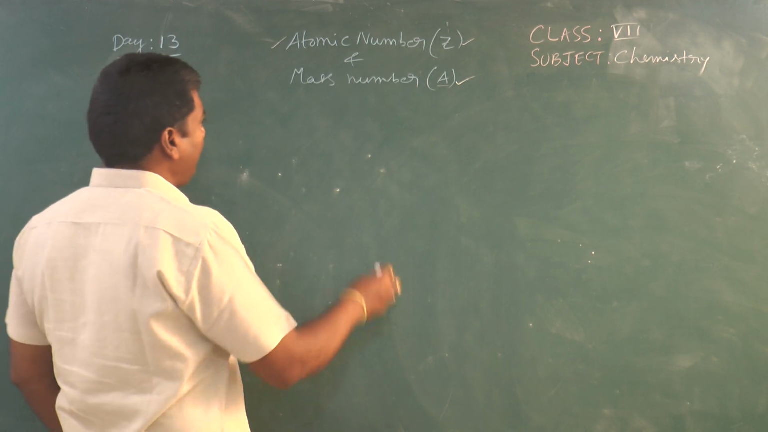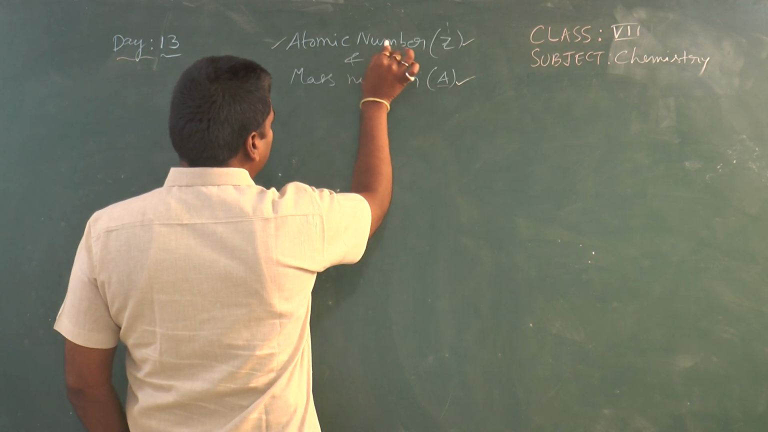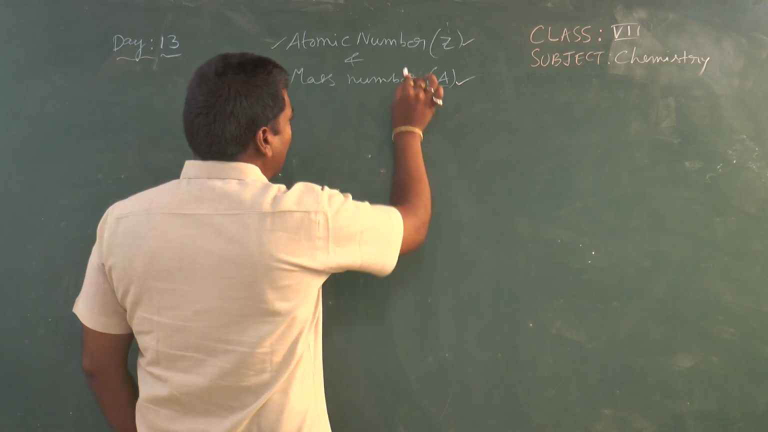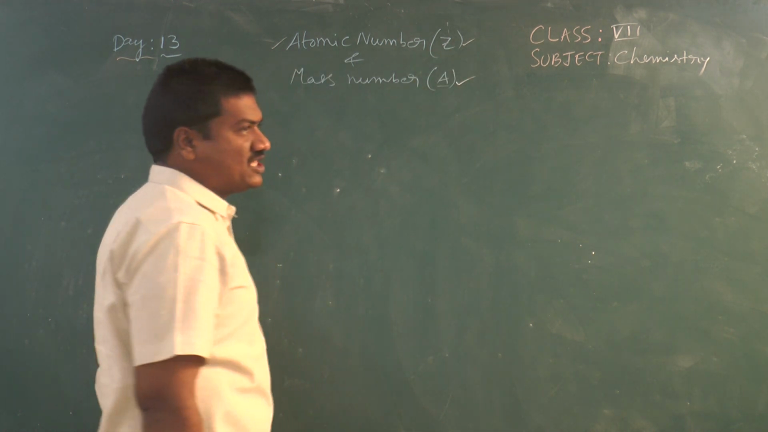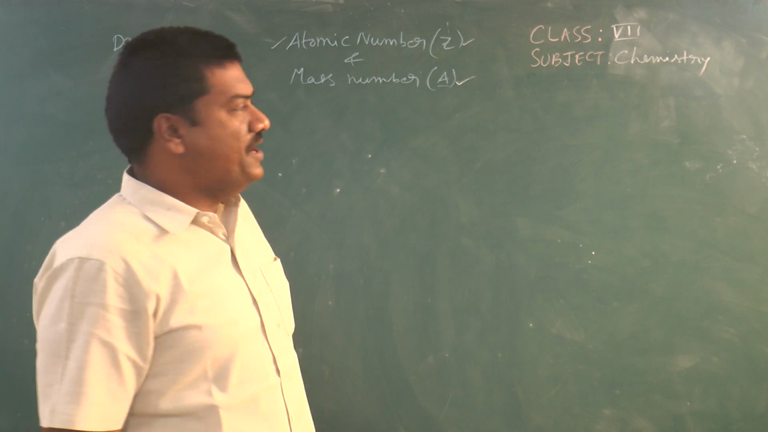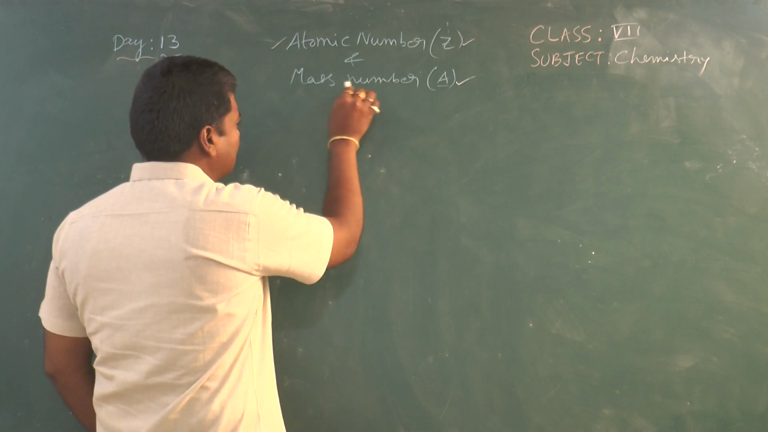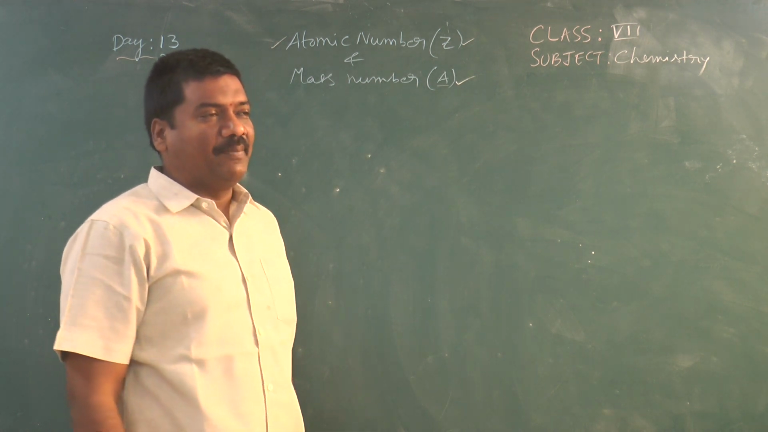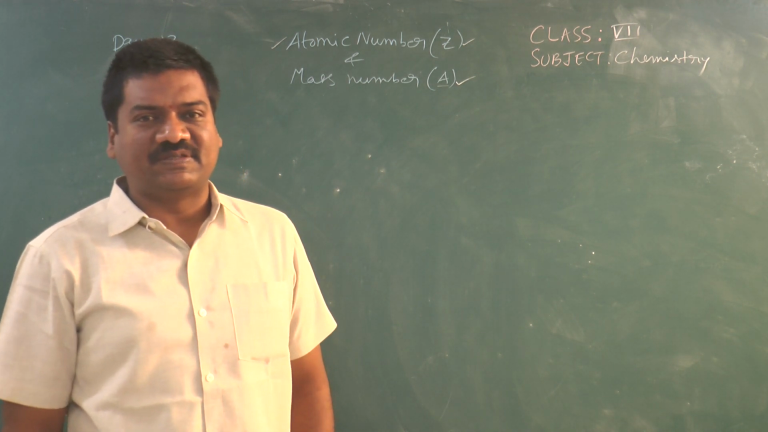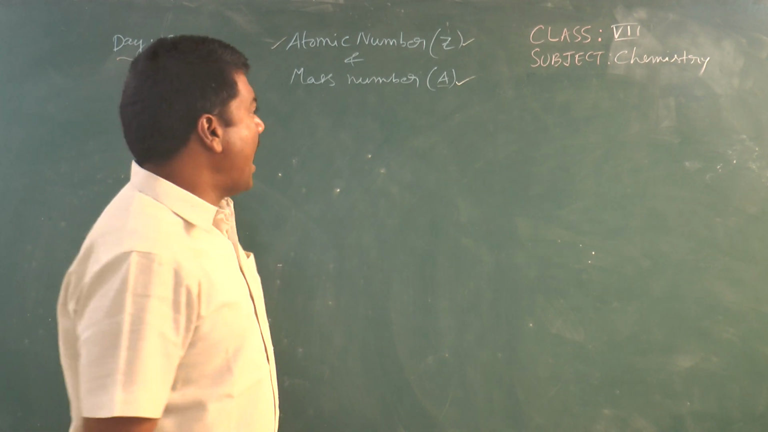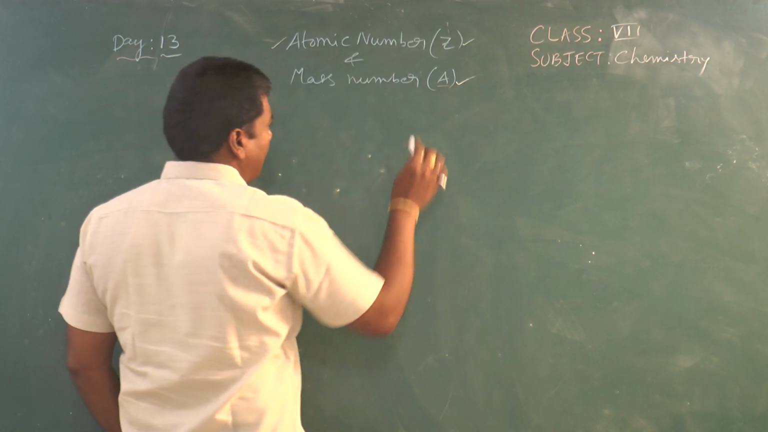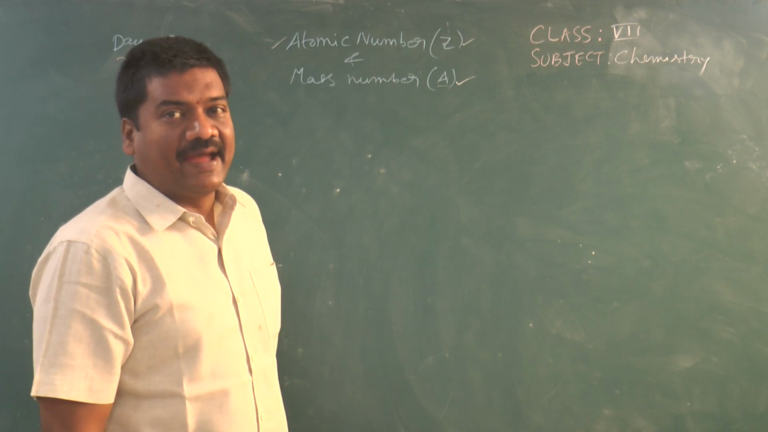I am repeating once again. Atomic number is nothing but proton number. It tells how many protons are present in the element, and it is represented by Z. Mass number is the sum of the total number of neutrons and protons present in the element, and it is represented by capital A.